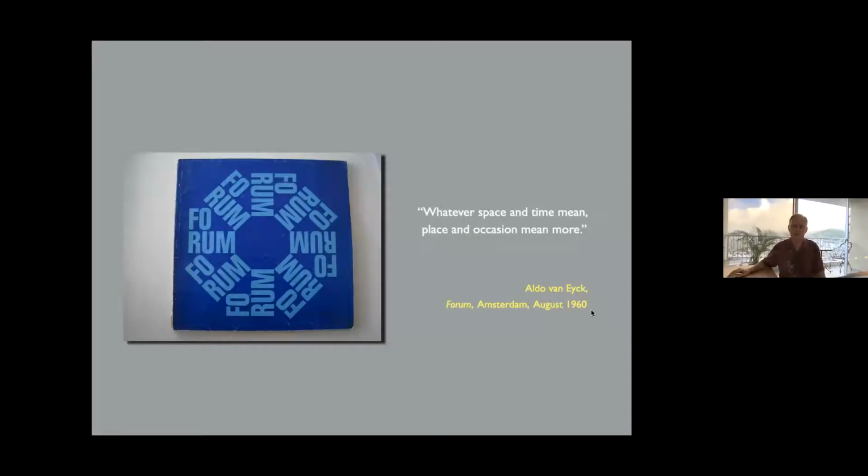and it starts in 1960, right around the time that CIAM is being broken up and this war with the old guard of CIAM is going on. He very pointedly says, he doesn't just talk about place and occasion, he makes the point of saying whatever space and time mean. This has to be a dig at his former mentor, even though he respected him enormously. He was arguing that space and time were insufficient. They were not enough. They were meaningless to ordinary people. Places were what architects needed to incorporate into built environments to be meaningful.